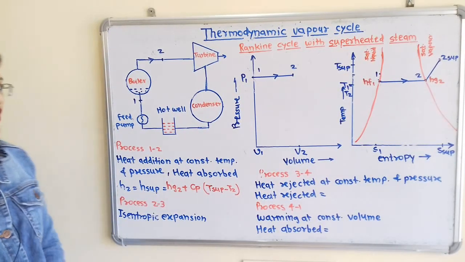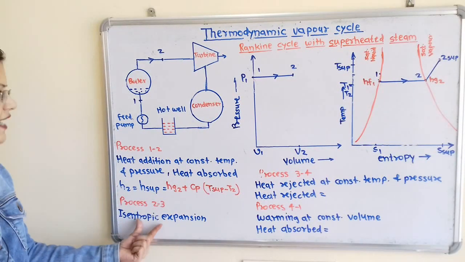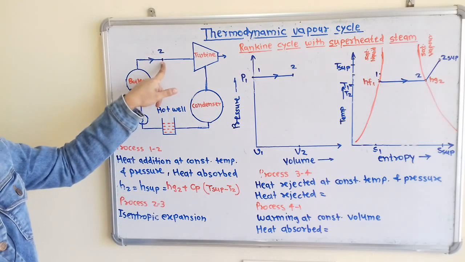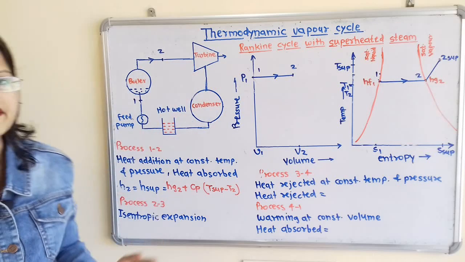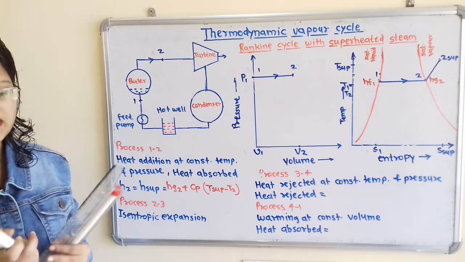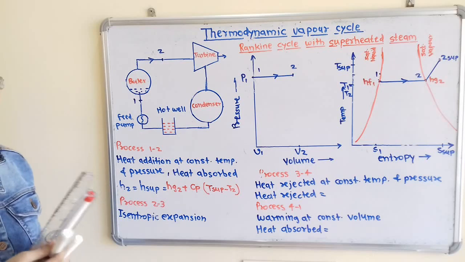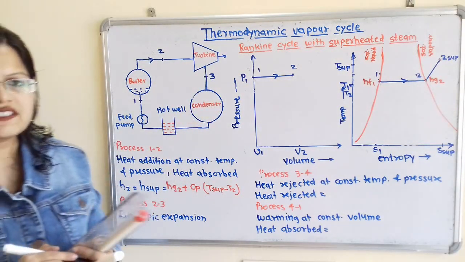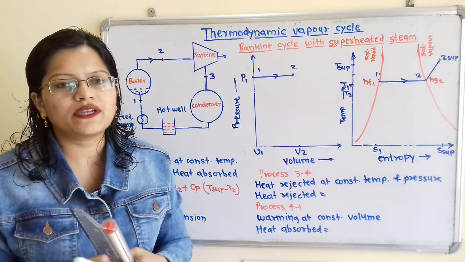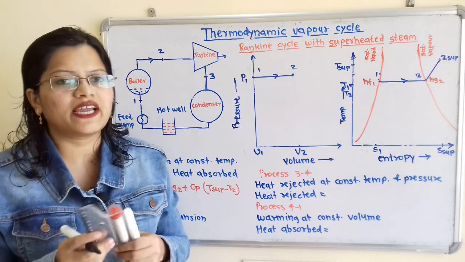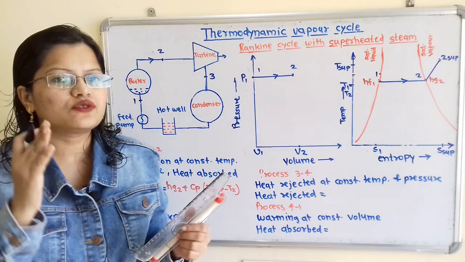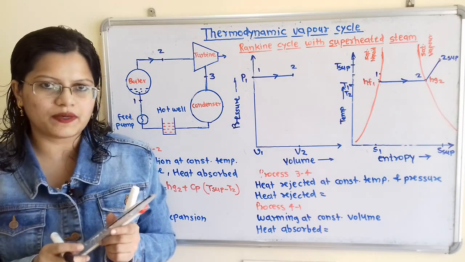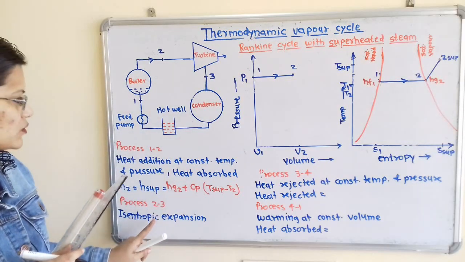Then we will move to the next process. So the next process is isentropic expansion. This superheated steam is entering inside this turbine, and here isentropic expansion is taking place. That is process 2 to 3 is taking place inside this turbine. This process is isentropic, that means entropy will remain constant. Whenever the entropy remains constant, that means no heat addition and no heat rejection process is taking place. Now we have to show this process 2 to 3.